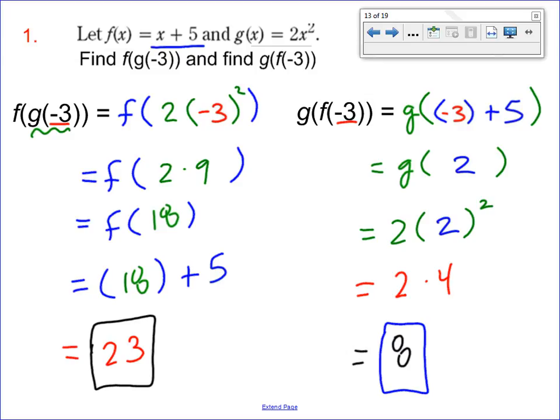Let's go ahead and do a quick recap. I took negative 3 for my x value. I plugged it into f first. Negative 3 plus 5 is 2. I took that intermediate value 2 and plugged it into my outermost function second. My outermost function took 2 and squared it, got 4, and multiplied by the 2 in front to get 8. What questions do you have about our function composition with a value for my input?